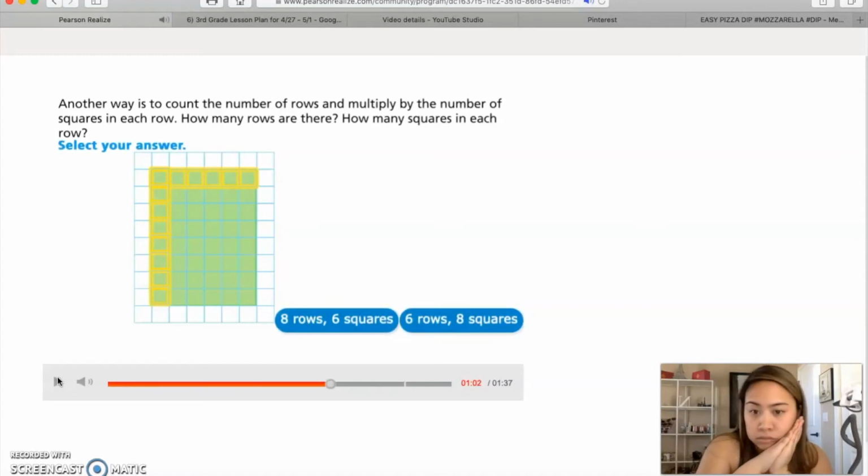Select your answer. Okay, so this is kind of like an array, like how we did multiplication. This is basically an array. How many rows are there and how many squares are in each row? So a row is going across, so there are 1, 2, 3, 4, 5, 6, 7, 8 rows, and then in each row there are 1, 2, 3, 4, 5, 6. I hope this is right.